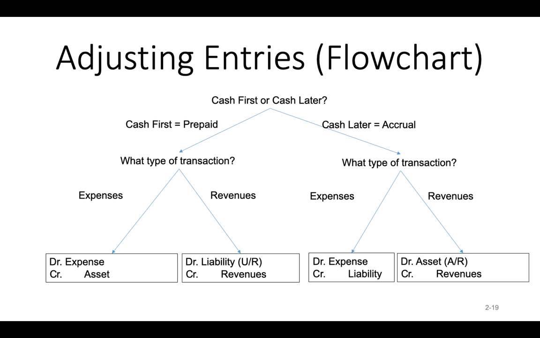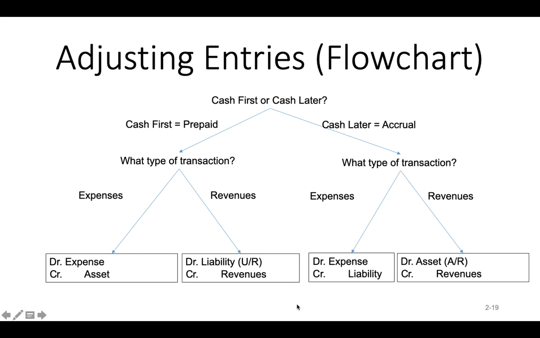All right, so as promised, here's the rest of our flow chart. The accruals: again, you ask the question, is it cash later? Cash later sends you in this direction. What type of transaction? If it's a revenue account, your adjusting entry is a debit to an asset, accounts receivable, credit to revenues. If it's an expense, your entry is a debit to expense and a credit to liabilities.